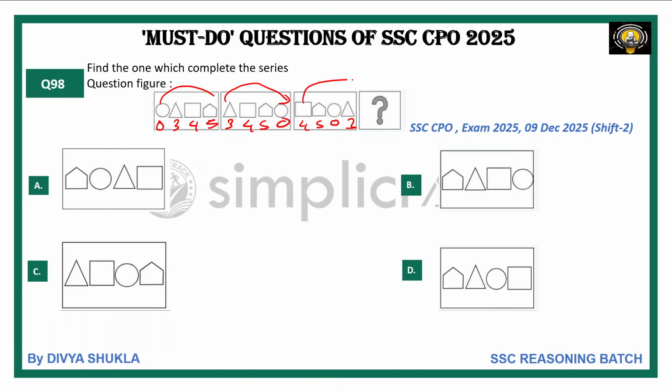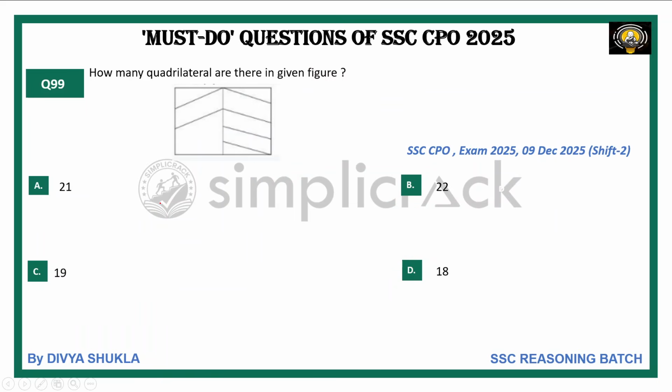After, in the next figure, this square would go at the last. That means you would be having 5, 0, 3, 4. Eliminate option C. Eliminate option B and option D. Option A is the correct answer for this question. Let's see the next one.